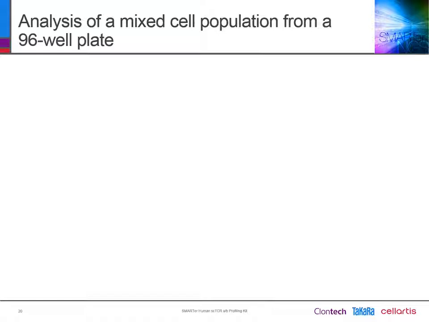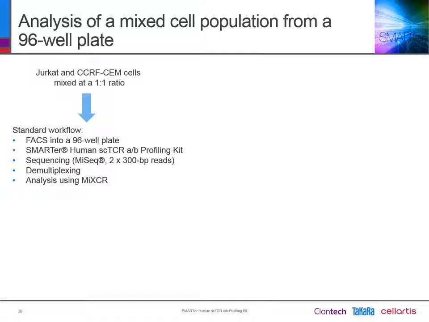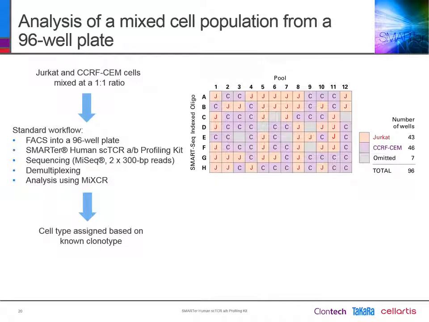So going back to the experiment with the mixed cell population, we'll just go over that again. So we mix the cells, we go through our standard workflow as I've just described, and then based on the clonotypes that are called, we can assign a cell type because we know the specific clonotype that we are expecting to see for the JURKAT cells or the CCRF cells. And when we assign the clonotype across the plate, here's a map of what the plate would look like. And when we count them up, you see that we do get approximately even counts of JURKAT and CCRF cells. So we get true representation of what we put in.